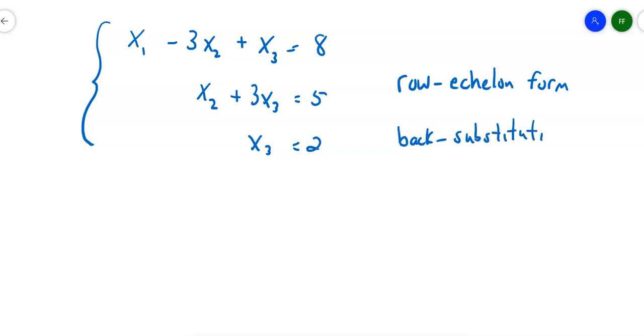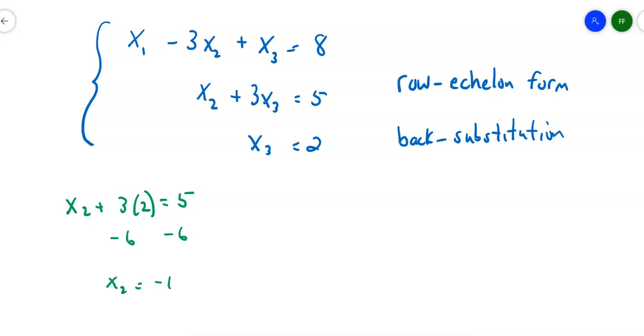And back substitution is just what it sounds like. If you want to find out values for all three variables, well, you already have x sub 3, then you substitute it back into the line above it. So you can substitute: x sub 2 plus 3 times the value that we have for x sub 3 equals 5. Subtract the 6 from both sides, and x sub 2 is equal to negative 1.